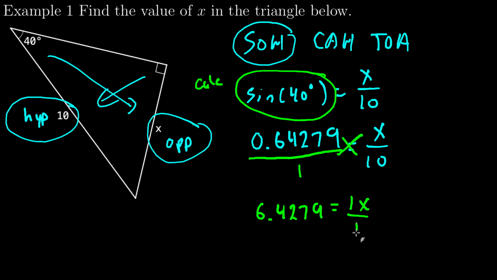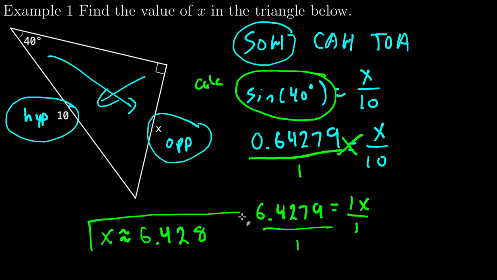And I'll divide both sides by 1. Many of you can probably see it already, but I will get that x is approximately 6.428. Now, I said it's important that I leave some extra information just because I get something called round off error. It would only change this last digit here, but if I round too soon, it could mess that up.